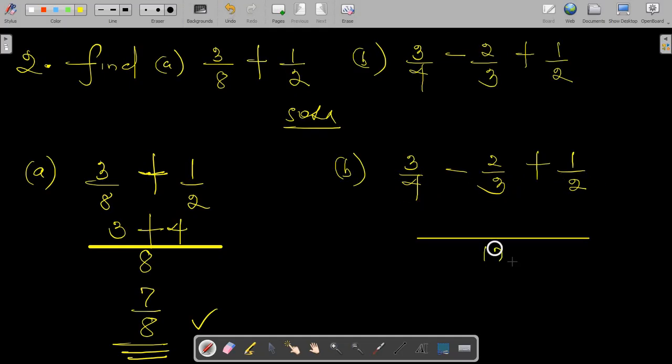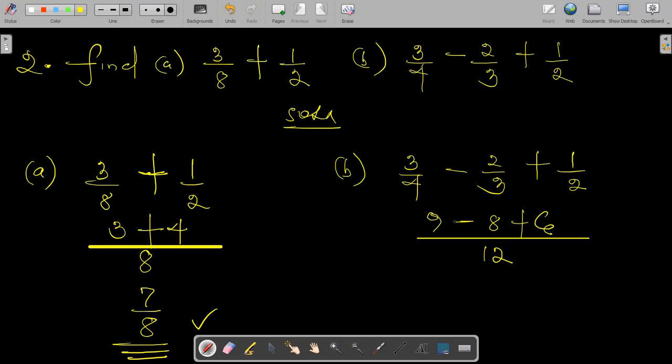Let me write my 12. So 12 goes in 4, we have 3. 3 times 3, we have 9. Minus 12 goes in 3, we have 4. 4 times 2, we have 8. So 12 goes in 2, we have 6. 6 times 1 that is on top here, we have it to be 6.